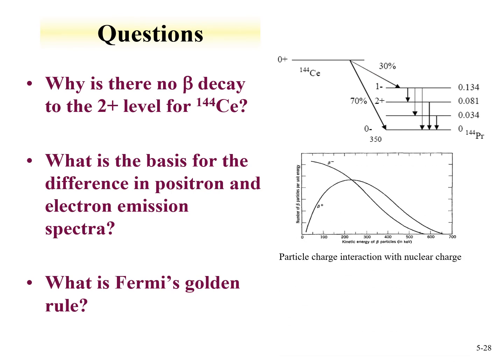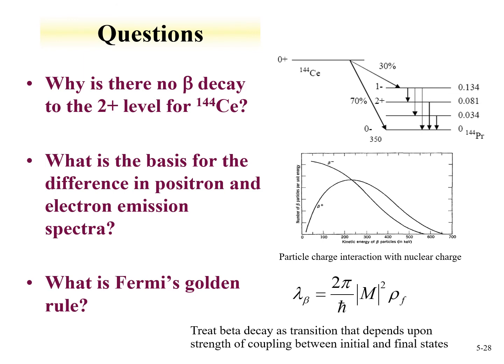Okay, what is the difference in positron and electron emission spectra? A great example is shown here with copper 64. We see that for the beta minus particle, the overall energy is less than the positron. This has to do with the particle charge and the particle charge interaction with the nuclear charge. Fundamentally, the positron, being positive, gets repelled by the positive charge of the nucleus and has more energy as it leaves the nucleus.